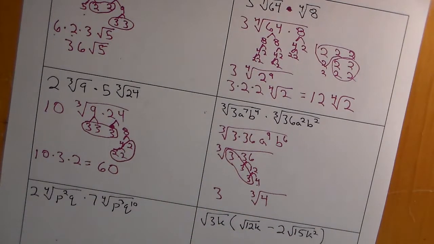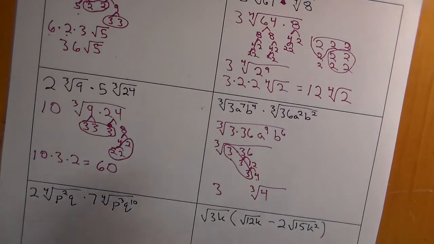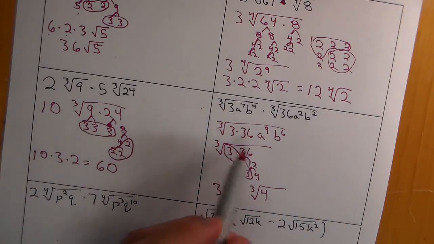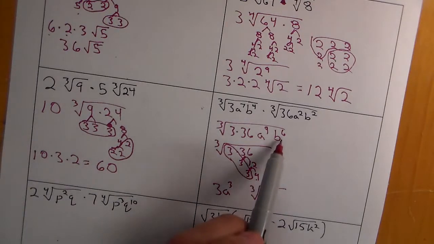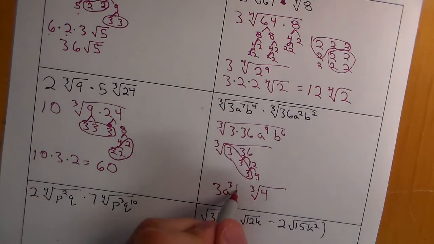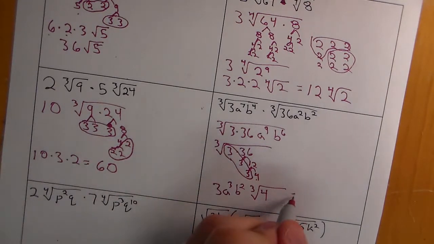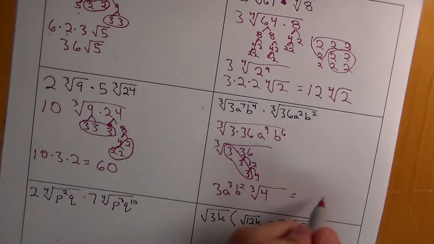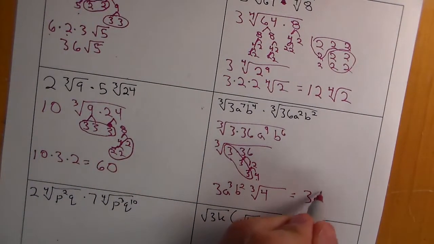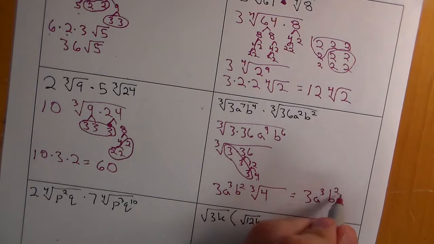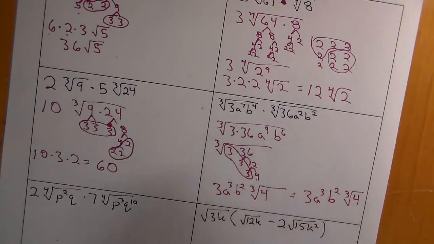4 being 2 times 2. It's not going to have 3 2's there. A to the 9th, if sets of 3's, is going to take 3 out. B to the 6th sets of 3 is going to take 2 out. So my answer, which pretty much is right here, but I'll rewrite it together, is 3 a to the 3rd b squared cube root 4.